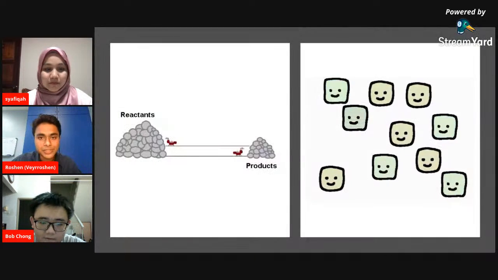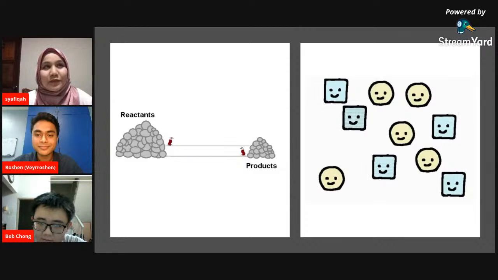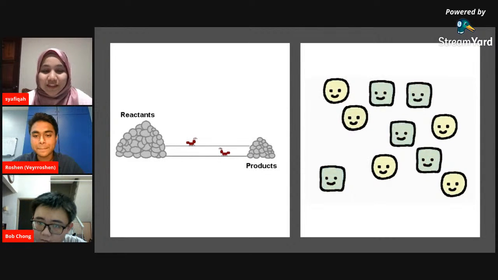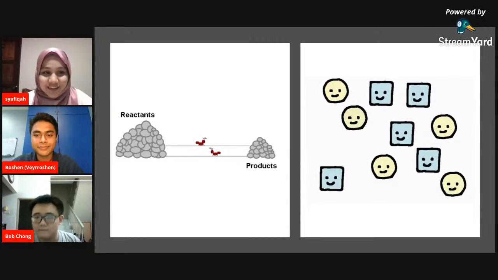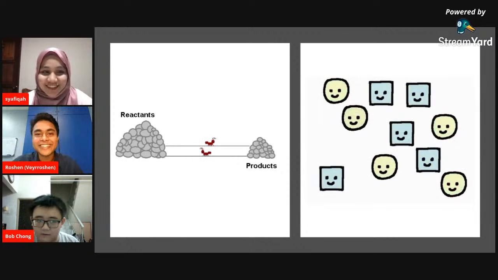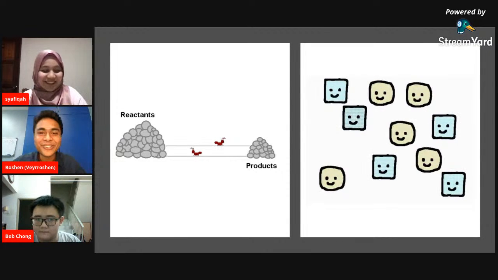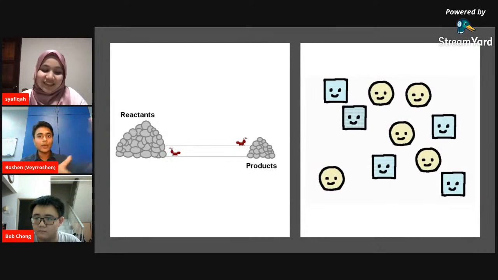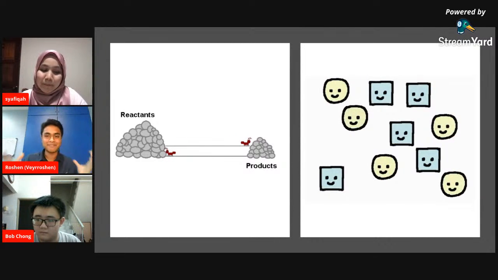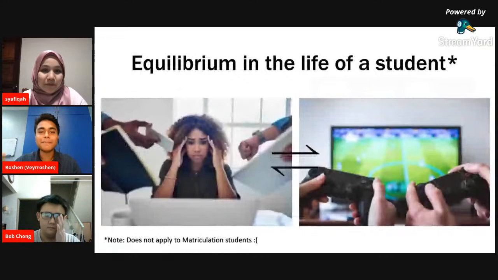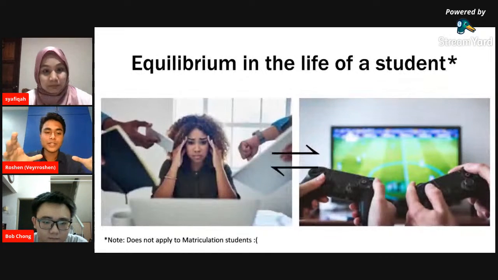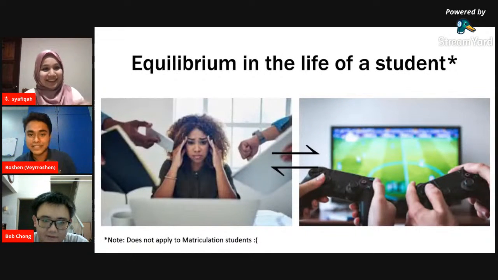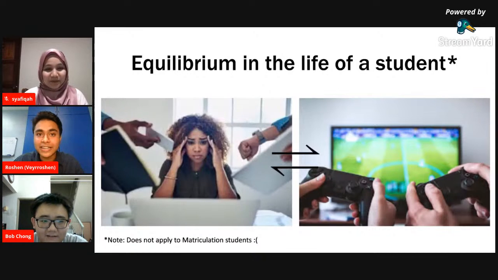Okay, what is equilibrium, Syaf? Equilibrium ni maksudnya the product and reactant dekat equal rate kan? Ni mesti baca dari buku kan, Syaf? So basically equilibrium means balance. Okay, it means balance. Okay, what does balance mean? Let's look at this slide. Okay, basically this slide is equilibrium in the life of a student, where students you can study and play games at the same time, but matric students cannot relate on this one.